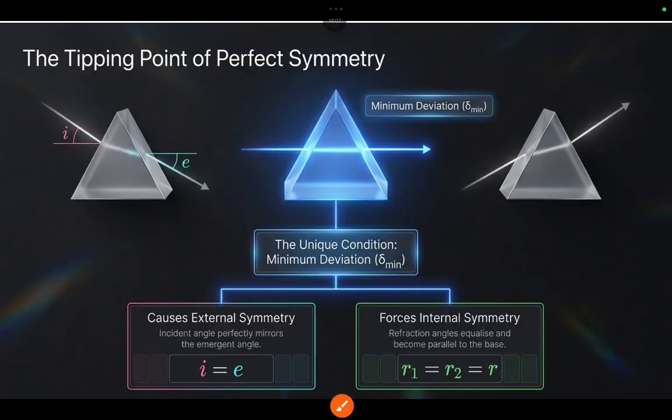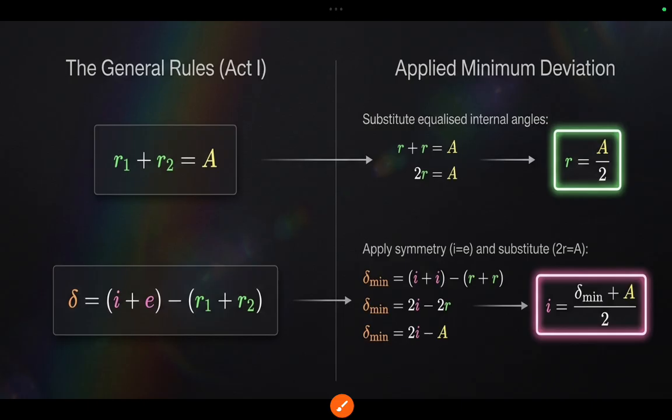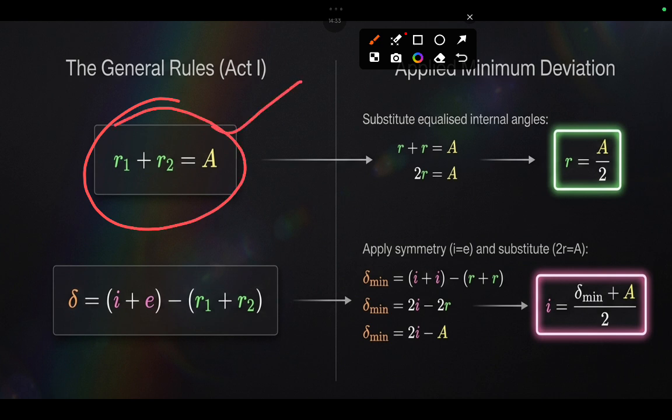Okay, clear? Then, as per the symmetry concept, at minimum deviation, angle I equal to angle E, angle R1 equal to R2, and both are equal to R. So we consider R1 plus R2 equal to A, but from the symmetric concept, at minimum deviation R1 is R, R2 is R, so R plus R, which is 2R, is equal to A. Finally, R equal to A by 2.